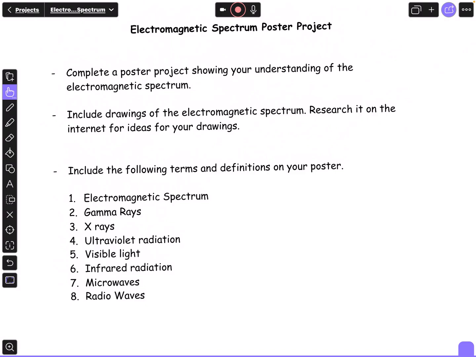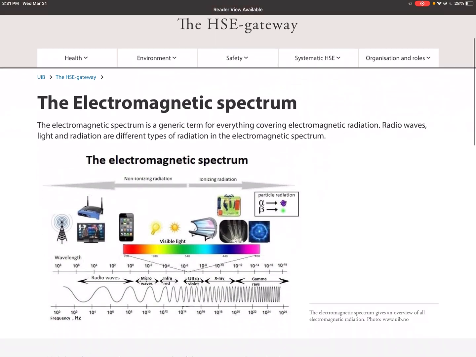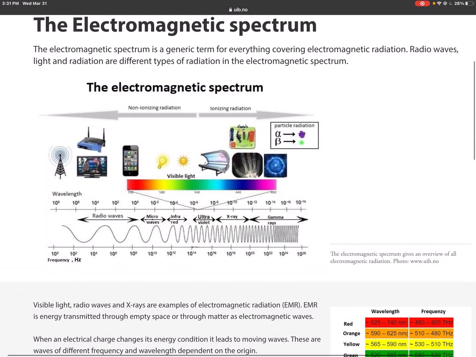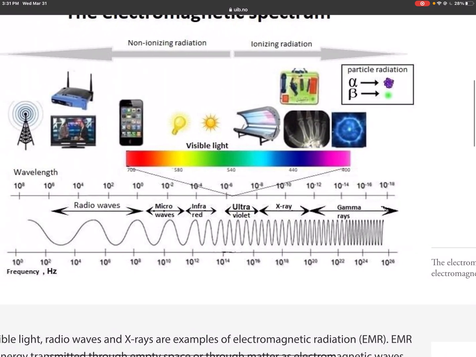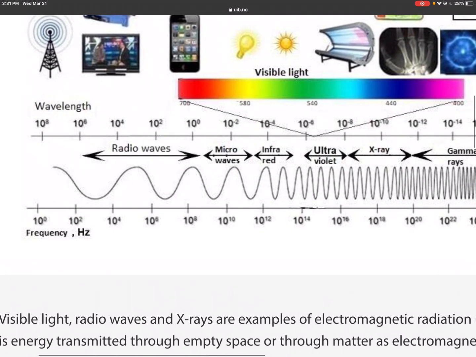Now, when we're talking about the electromagnetic spectrum, you can look up on the internet and read about it, research it. You'll find different diagrams if you search in images, and you can use these diagrams to go by. So basically, the electromagnetic spectrum is everything that deals with electromagnetic radiation. When you talk about energy that moves as waves, if energy is at a certain wavelength, we call it a certain thing. Radio waves, the wavelength goes up to 10 to the 8th.